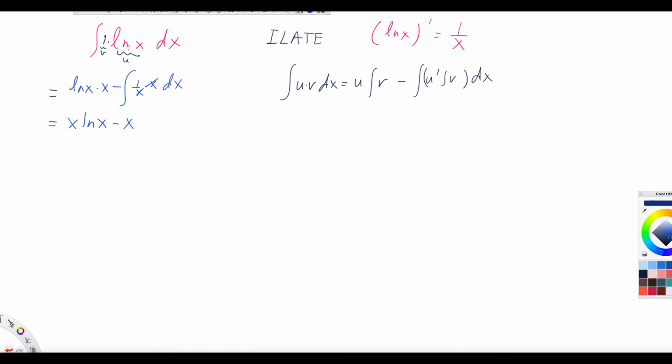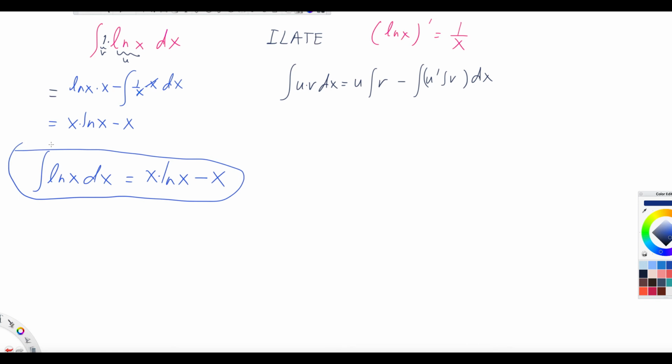That is the function whose derivative will be natural log of x, or the integral of natural log of x is that. If you want to find out the derivative of this, you must get natural log of x, right? Because you will have to use the product rule here to find the derivative. Therefore, what is the formula then? The integral of natural log of x dx is x natural log of x minus x. That is another formula. You can apply this formula in the future.